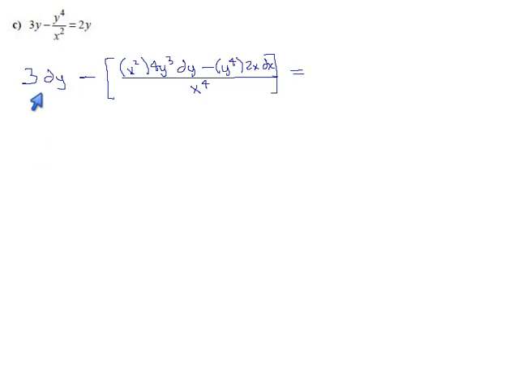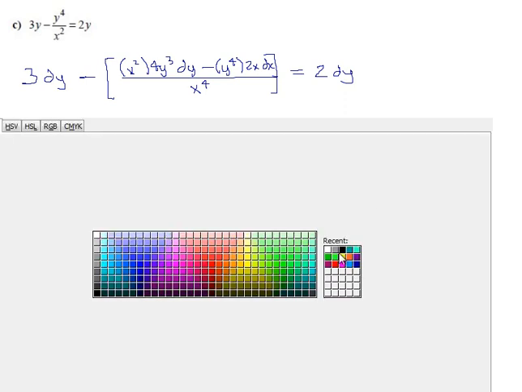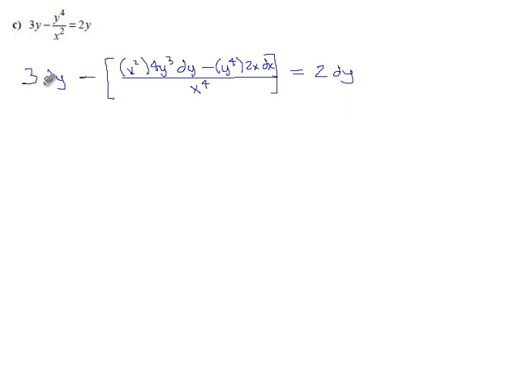So this is the derivative of 3y. This is the derivative of y to the 4th over x squared. And now over here we have the derivative of 2y, which is simply 2 dy. Now, if we divide the whole thing by dx, here we get dy/dx. Here we get dy/dx. That dx just cancels, and here we get dy/dx.